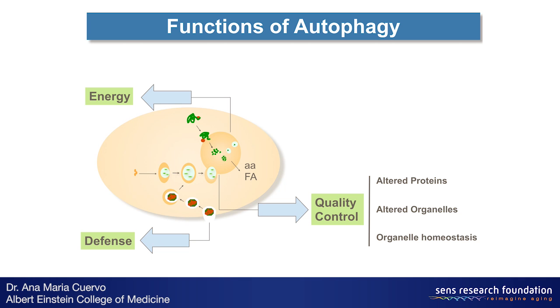So when you have a cell in which autophagy is compromised, for example, as the cells get old or in different disorders, you're going to have, on one hand, cells that are unable to adapt to any kind of metabolic stress, such as starvation or, for example, high content of lipids in the diet. In addition, they are going to be more susceptible to the attack by different types of pathogens.